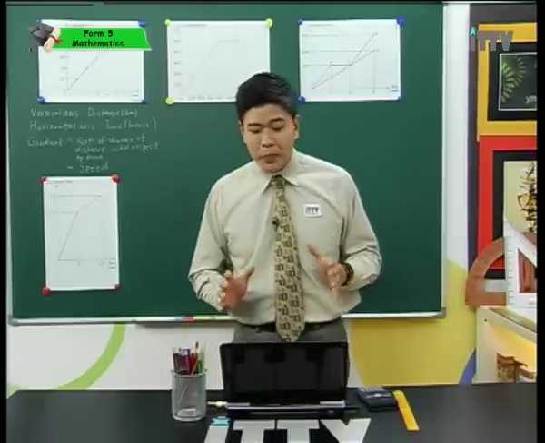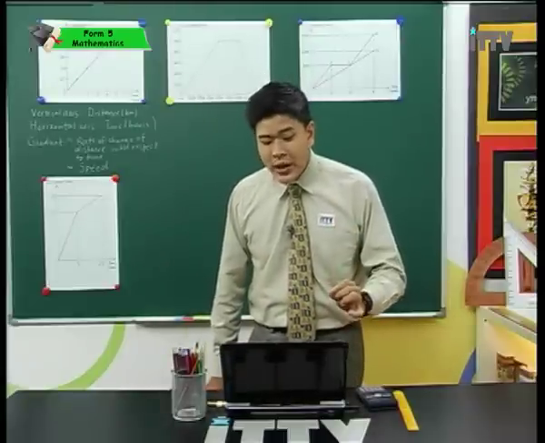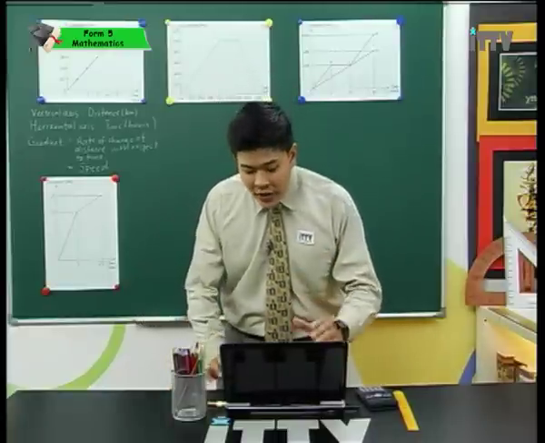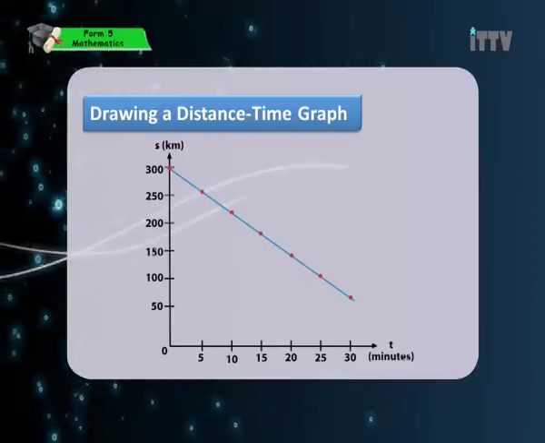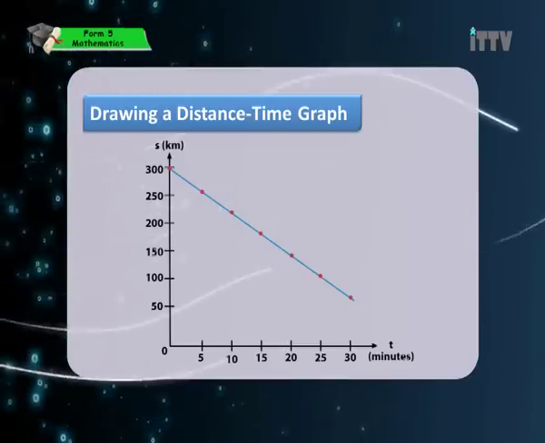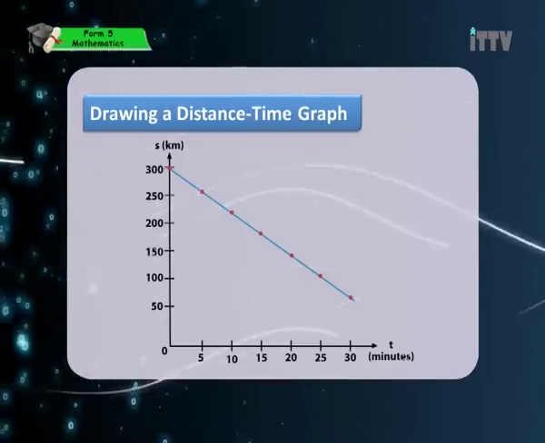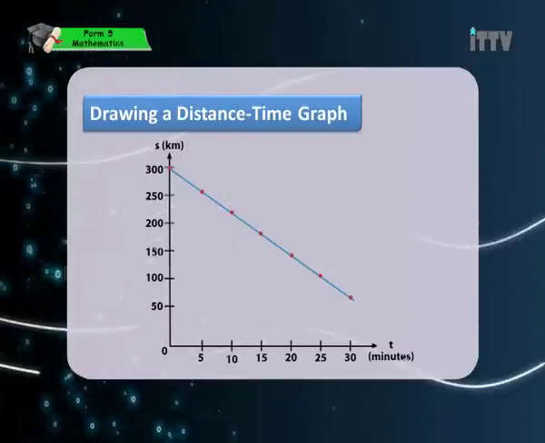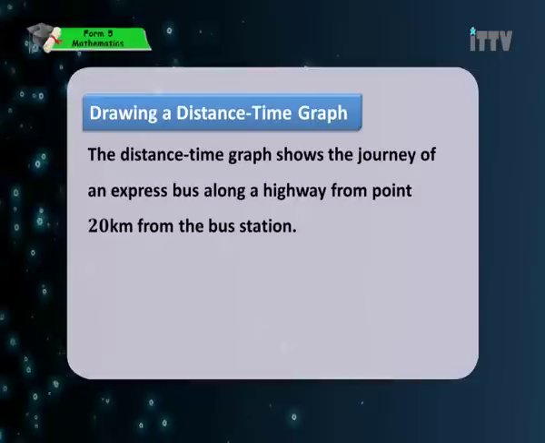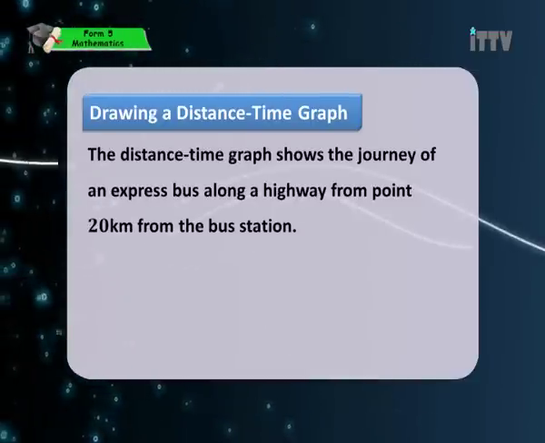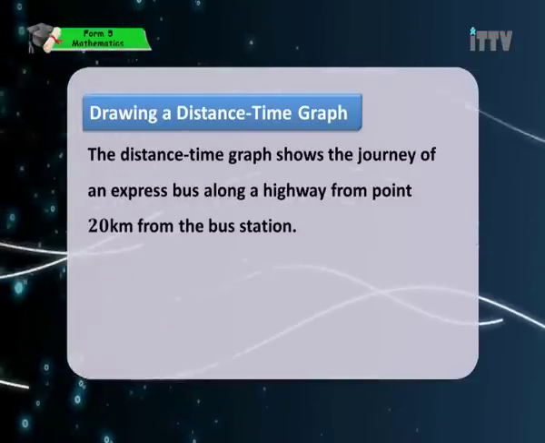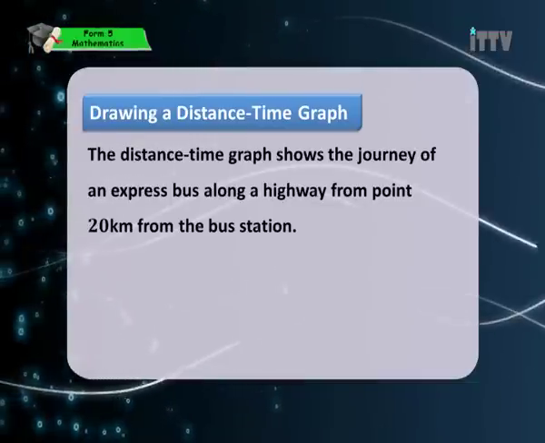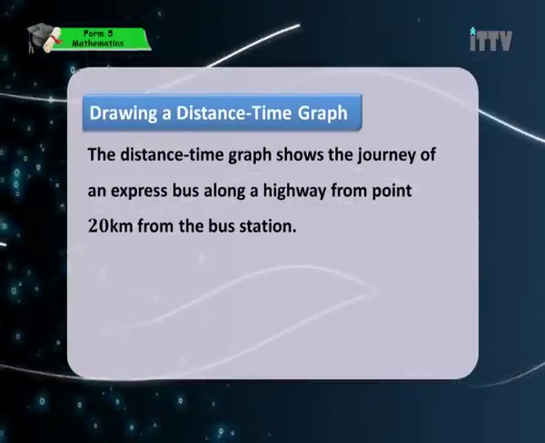Now we have learned how to identify the quantity that represents the gradient. Let's move on to the next part, which is taking a look at the gradient of a distance-time graph. So take a look at this graph. It is a distance-time graph, with distance, or S, in kilometers on the y-axis and time in minutes on the x-axis. The distance-time graph shows the journey of an express bus along a highway from a point 20 kilometers from the bus station.